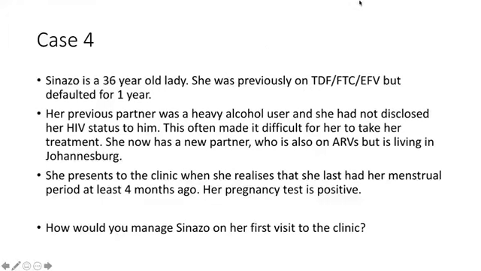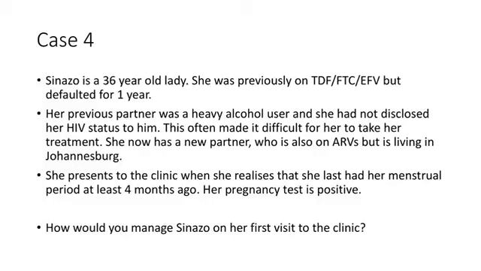Hi, mine is with Yolanda. The Yolanda case. You gave us a scenario where she comes and her viral load was initially suppressed. Now, what if she had defaulted and now she comes with a high viral load? Do we switch her to a second line regimen?